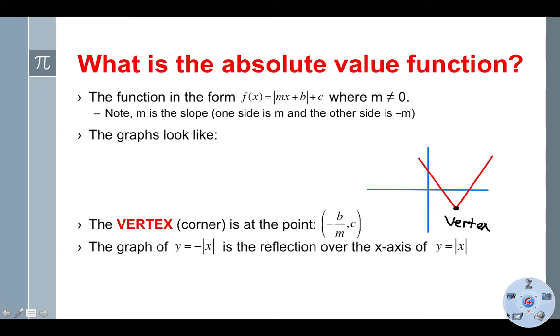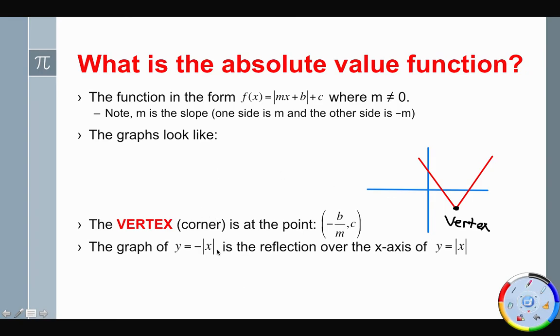Now, I graphed one like this, but if you put a negative sign in front of the absolute value, let me make some axes here. The absolute value of x looks like this. It's a V shape that opens up because it's positive. If we put a negative in front of the absolute value, that is how we get the upside down V-shaped graph, or upside down absolute value graph.